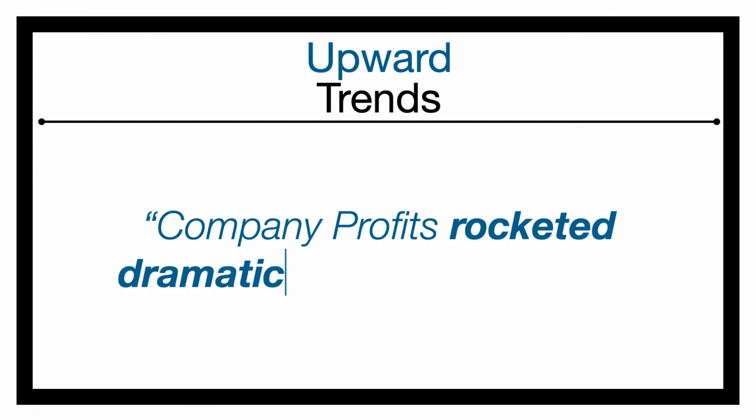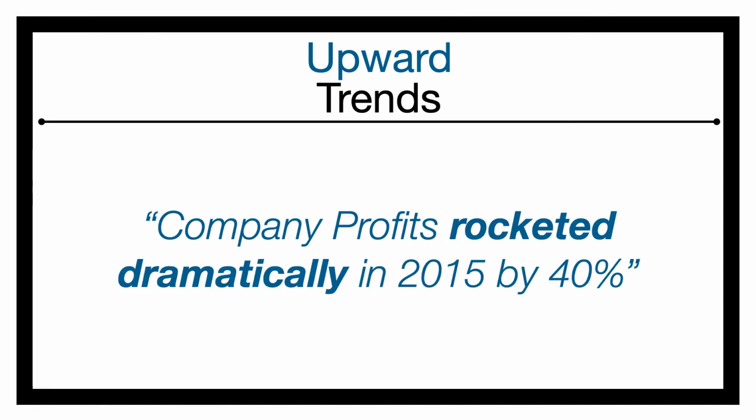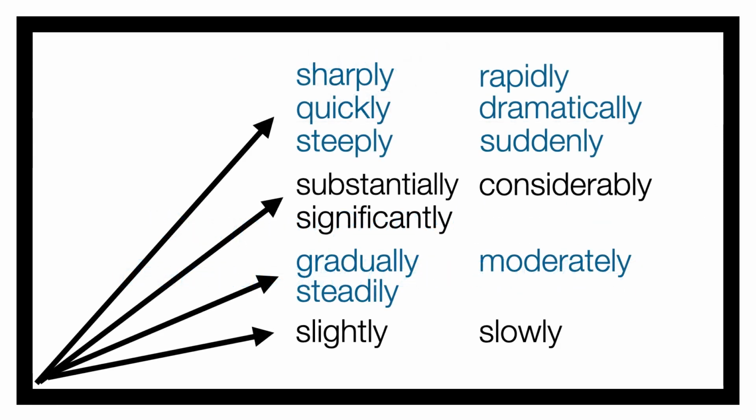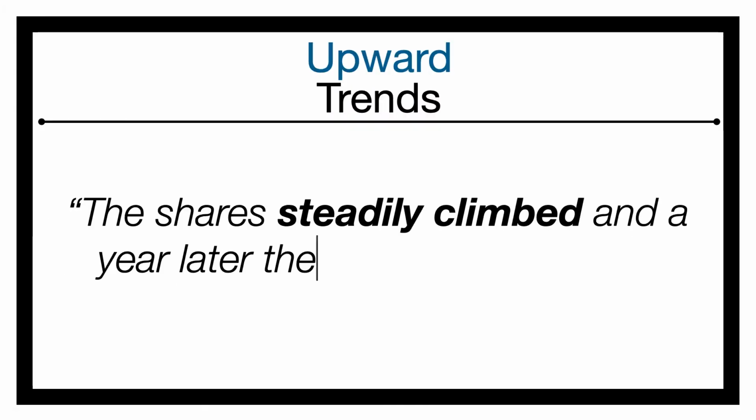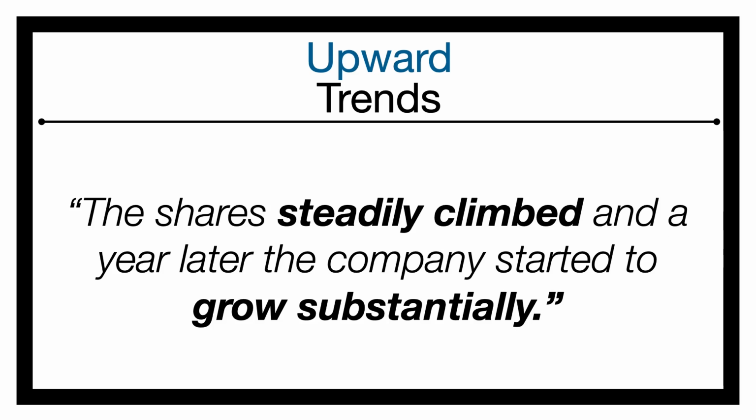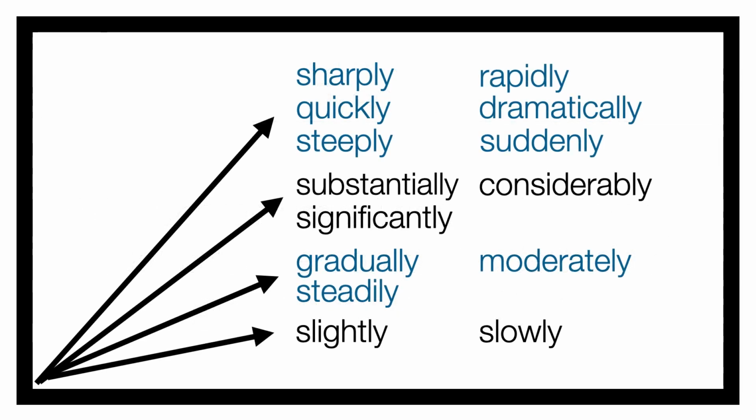Company profits rocketed dramatically in 2015 by 40%. And from the diagram you can see that dramatically is very high in terms of intensity. The shares steadily climbed, and a year later the company started to grow substantially. And here we have both words and their different intensity levels on the diagram, steadily and substantially.